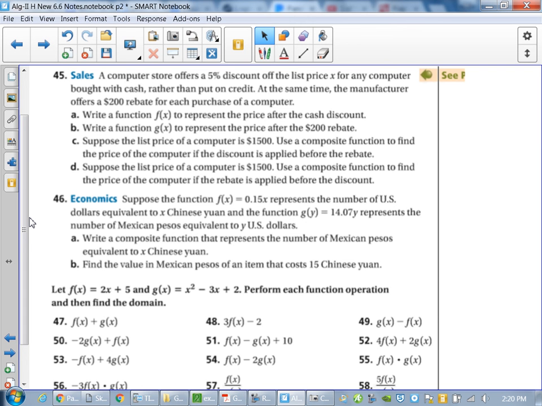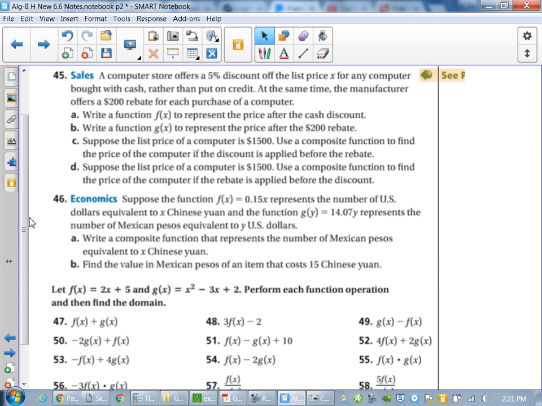When you're talking about domains, if I want to look at the domain of f of x plus g of x for 47, that's a combined like term problem. When you combine those like terms, you're going to get x squared minus x plus 7. Is there any restriction upon x throughout the domain? No. There's no restriction because no matter what value you substitute for x, when you square it, it's going to be positive and so on. Your domain, therefore, would be all real.